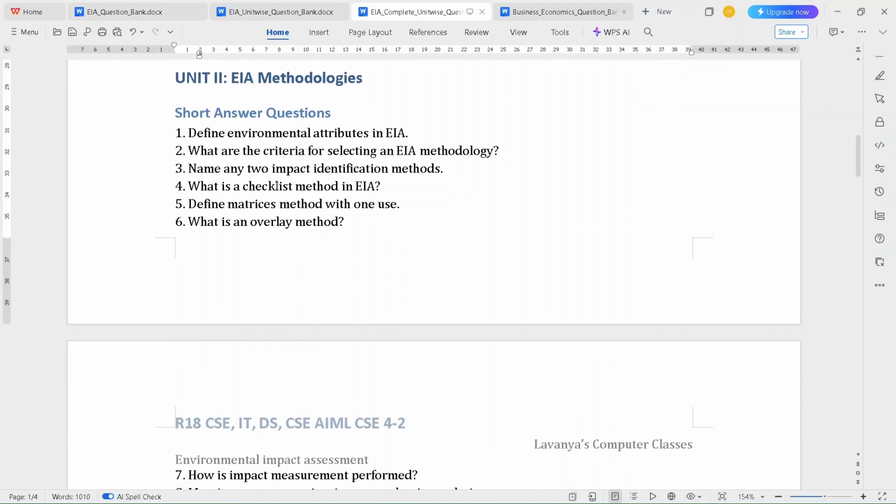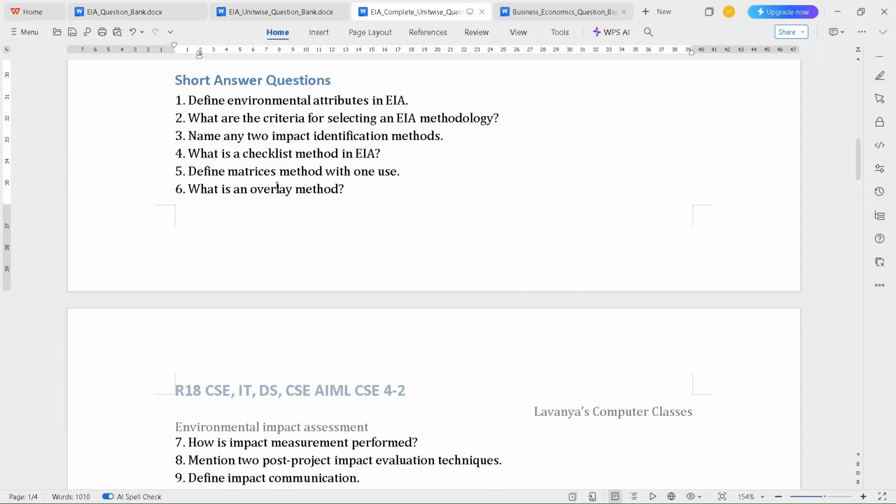The Unit 2 important questions, short answer questions are: define environmental attributes in EIA. What are the criteria for selecting an EIA methodology? Name any two impact identification methods. What is a checklist method in EIA? Define matrices method with one use.